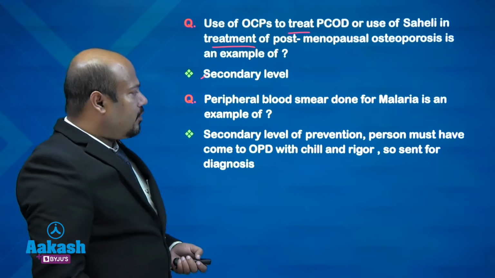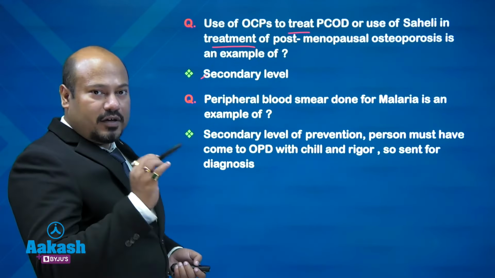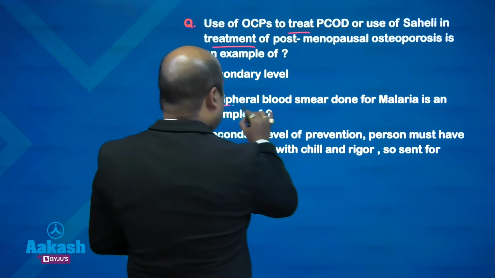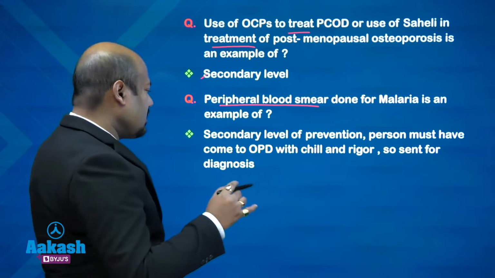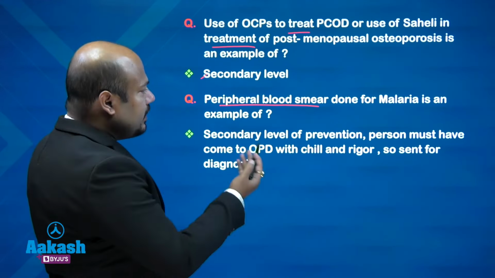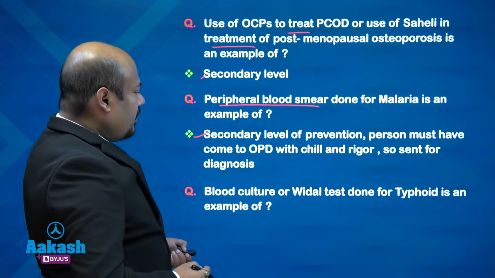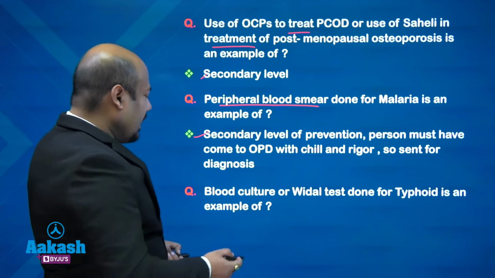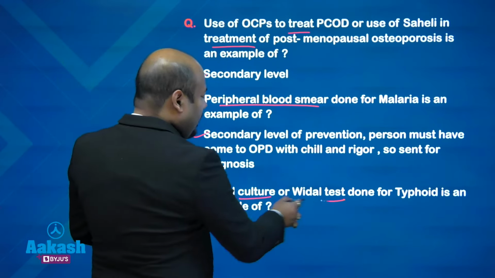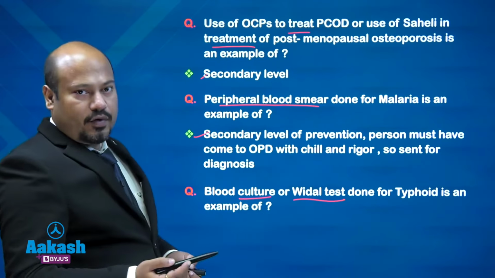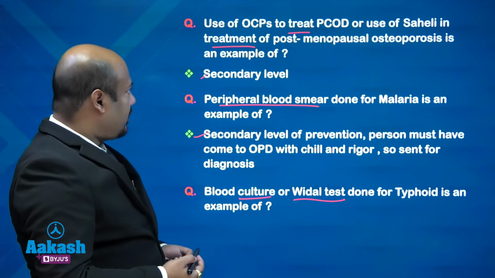Peripheral blood smear done for malaria is an example of? Peripheral blood smear is what? It's an investigation. So any investigation, the person must have come to OPD with chill and rigor, then only you are doing this peripheral blood smear. So this will be what? Secondary level of prevention. Blood culture or Widal test is done for typhoid is an example of, again, investigation. Blood culture Widal test will be done whenever the person will show symptoms of typhoid. Okay, so this will be again secondary level of prevention.